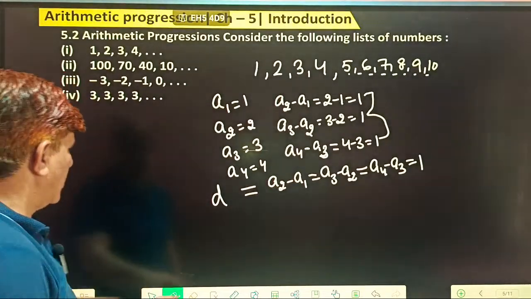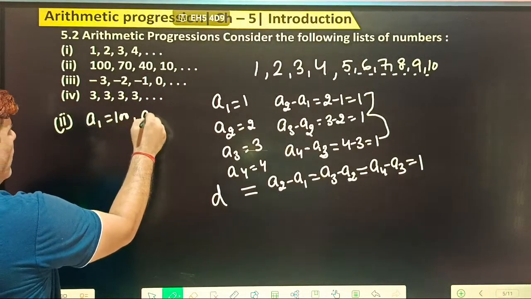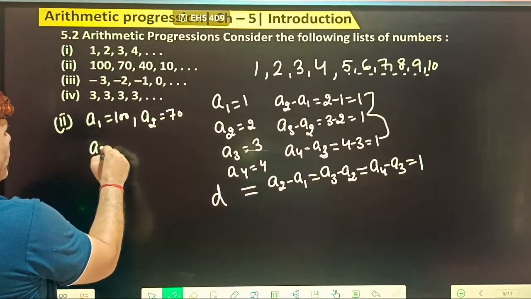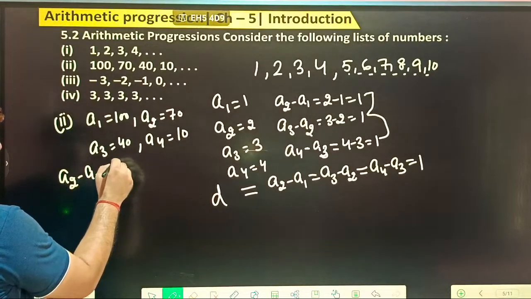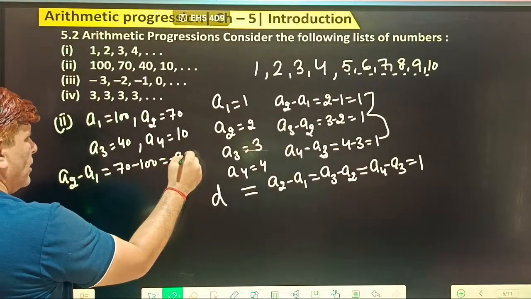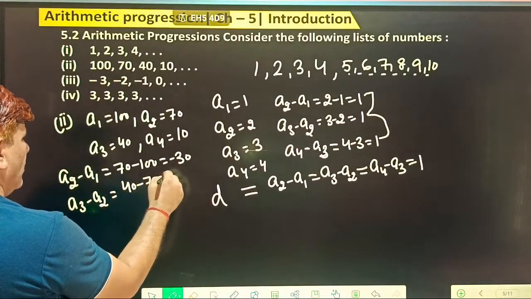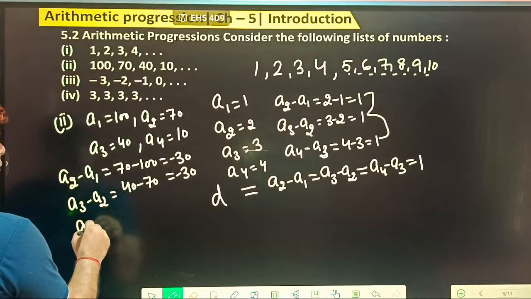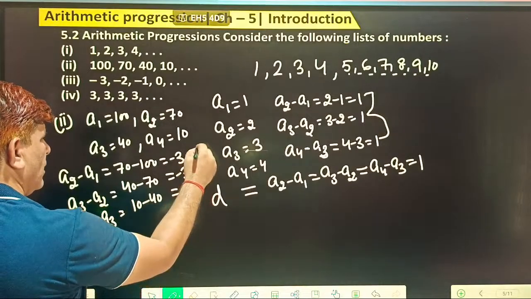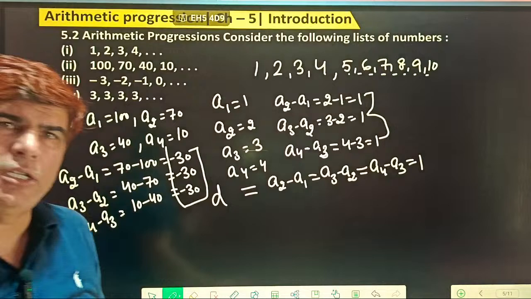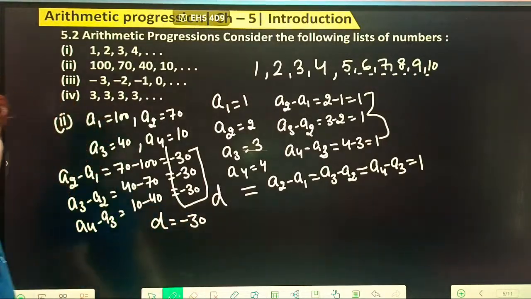Second is given to you. What's given in the second part? A1 100, A2 70, A3 40, A4 10. Okay. So find out A2 minus A1. 70 minus 100, minus 30. A3 minus A2, 40 minus 70. How much? Minus 30. A4 minus A3, 10 minus 40. How much? Minus 30. Look here also, the common difference is the same. So these are in AP. What's D here? D equal to minus 30. Got it?